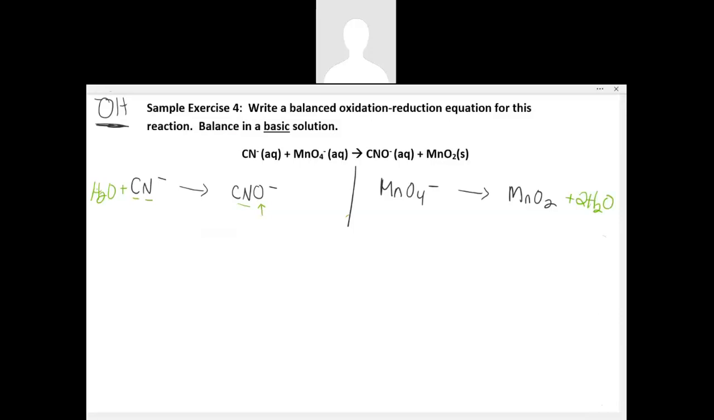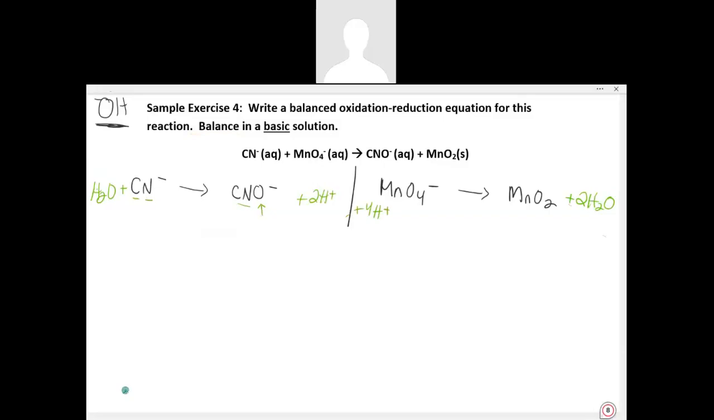So let's balance our charge next. Oh, I'm sorry, we have to do our H plus first. I'm jumping ahead. I'm so excited to balance in our basic conditions. We need to add 2 H plus over here. And then, since we added 2 water, we're going to add 4 H plus over here. Okay, all right. Now I think I have everything in order.